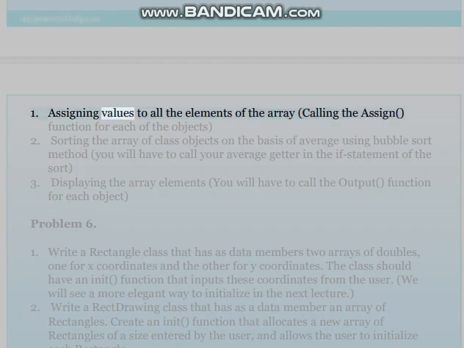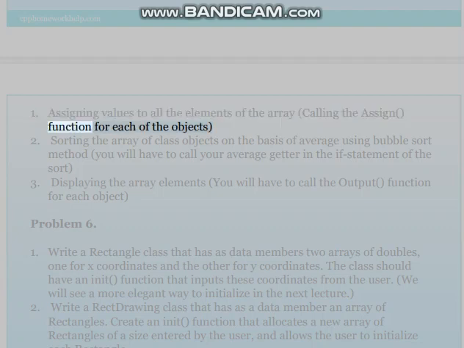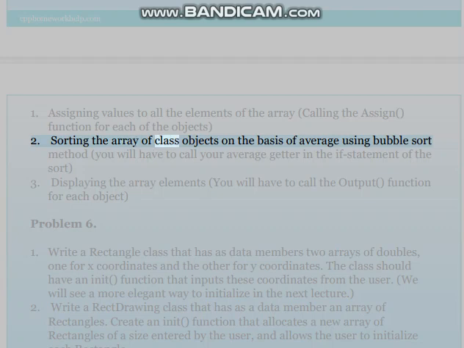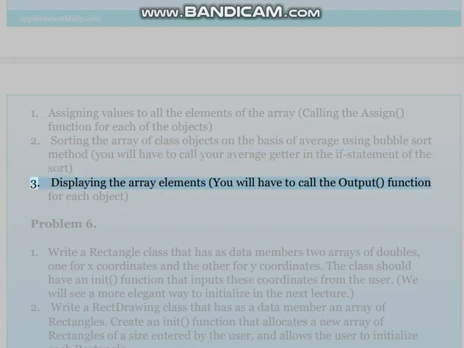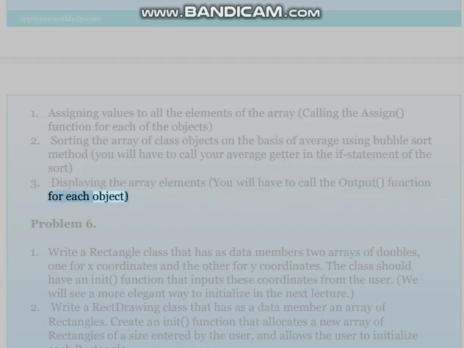1. Assigning values to all the elements of the array, calling the assign function for each of the objects. 2. Sorting the array of class objects on the basis of average using bubble sort method. You will have to call your average getter in the if statement of the sort. 3. Displaying the array elements, you will have to call the output function for each object. Problem 6.